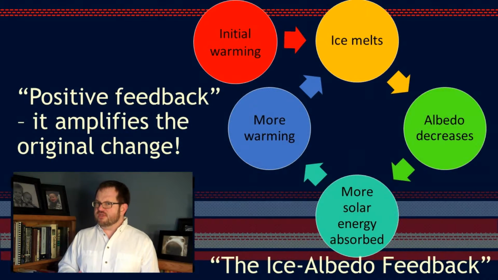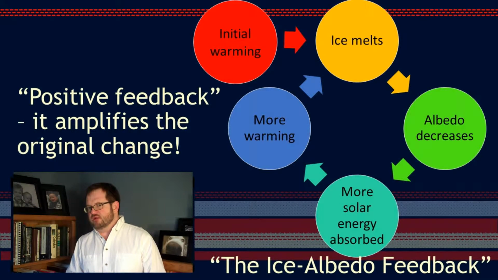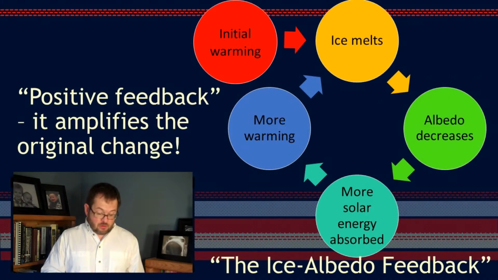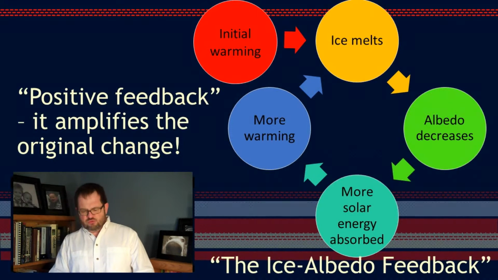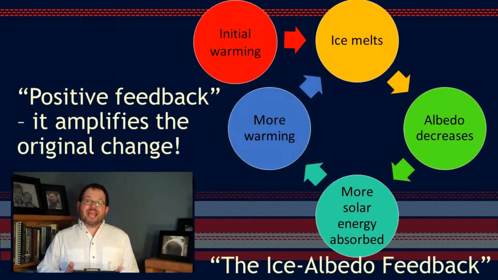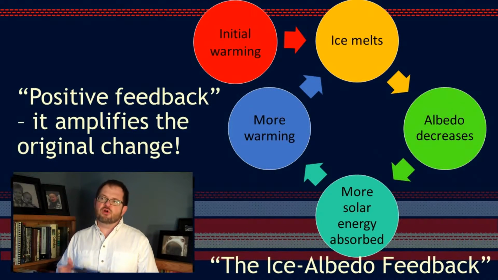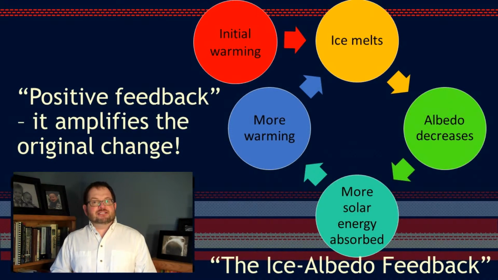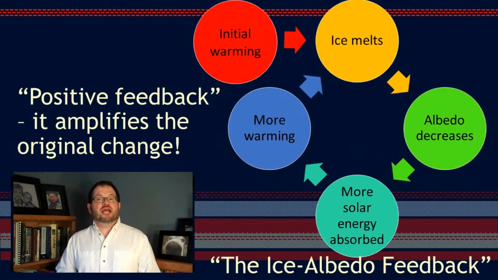See, the warmer we've now made the surface of the Earth, even more ice will melt, which will make the albedo even lower, which will mean even more solar radiation will be absorbed, which means even more warming, and we've got a positive feedback going here. A positive feedback amplifies the original change. Our original change of increasing the temperature of the Earth is now magnified or amplified by this positive feedback. This particular one is called the ice albedo feedback.